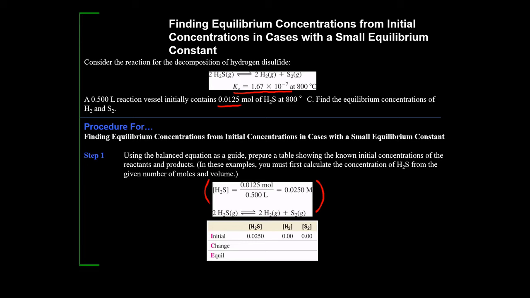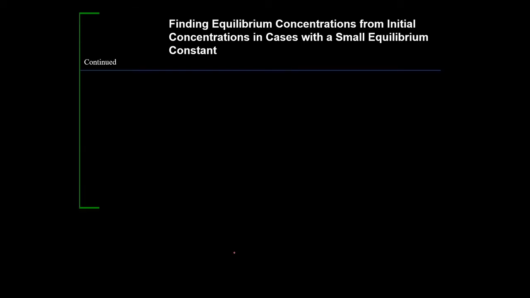If the question doesn't specify that it wants a concentration, it could actually want a number of moles. You can actually use a number of moles in the ice table. That works just fine as well. But it does specifically say it wants a concentration here. So they go ahead and convert to concentration at the beginning.